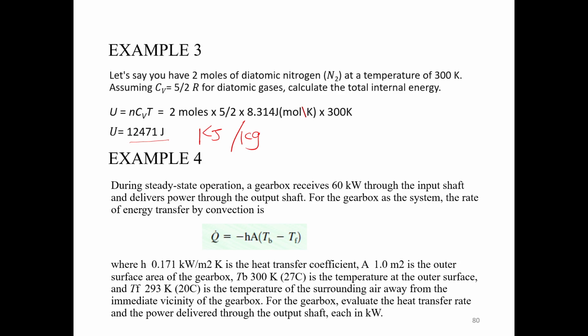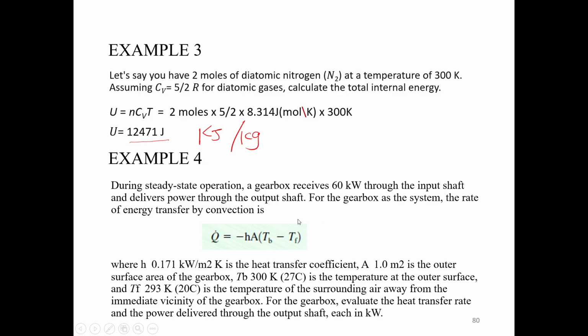So what this basically does is, the example says during steady state operation, a gearbox receives 60 kilowatt of power to the input shaft and delivers power to the output shaft. For the gearbox as a system, the rate of energy transfer by convention is given in this equation, and all the values are given in here, right? So how can we approach this one?